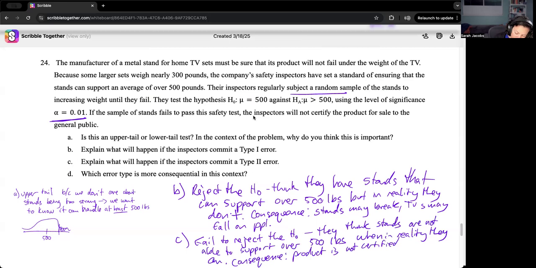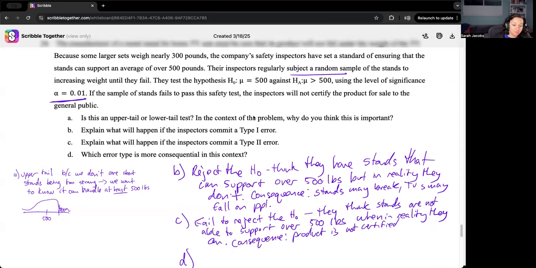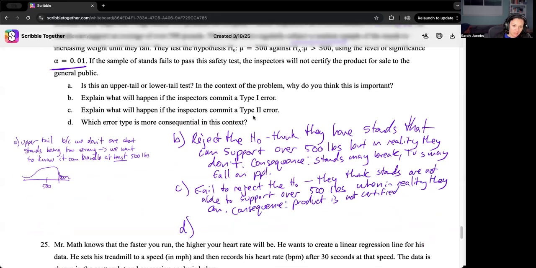So then E, nope, that's not letters. D. Which type of error is more consequential? I'm going to say a type 1 because missing out on some profit is not as important to me as hurting people by crushing them with televisions. Type 1. People over profit. Okay.